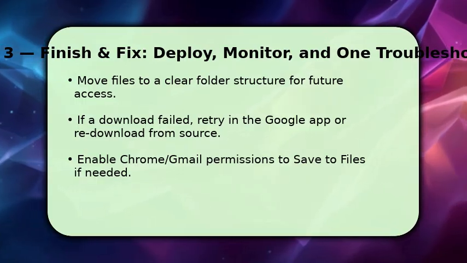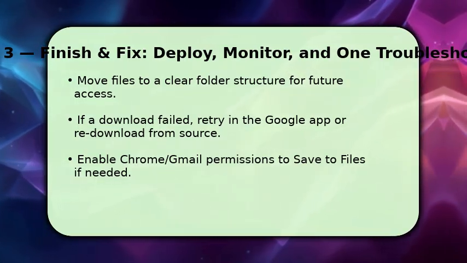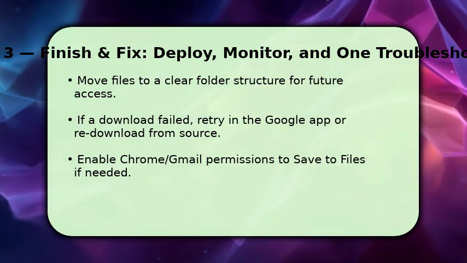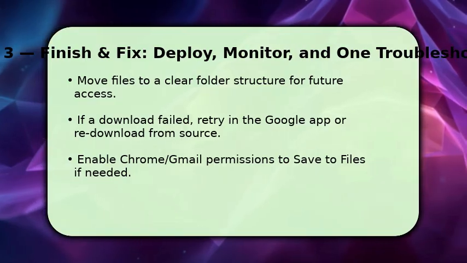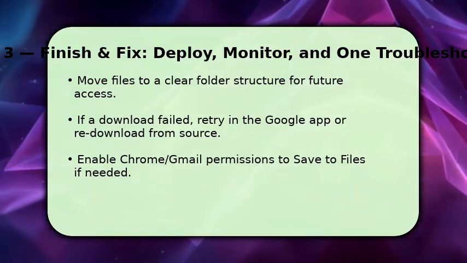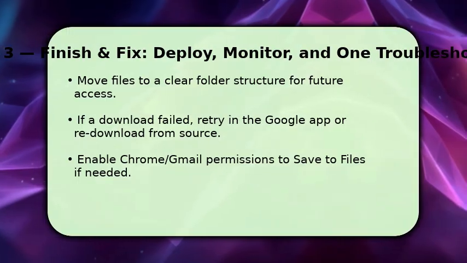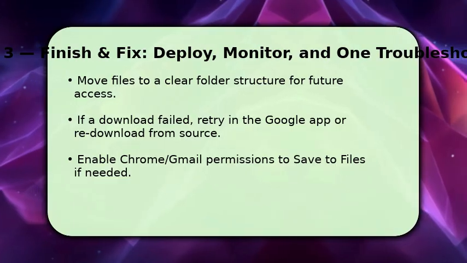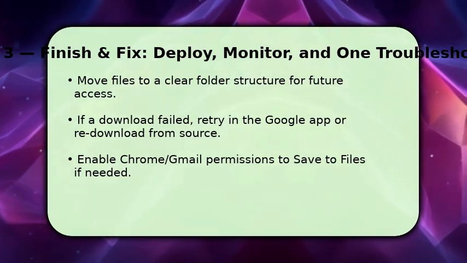If a download failed, go back to the Google app and retry. Network hiccups often block saves, so reconnect to Wi-Fi and re-download. If files can't save from Chrome or Gmail, open Settings, allow the app permission to access files, then try again. This permission step fixes most invisible download problems.